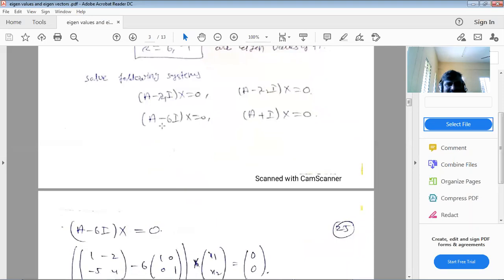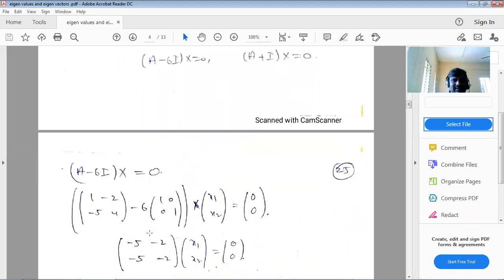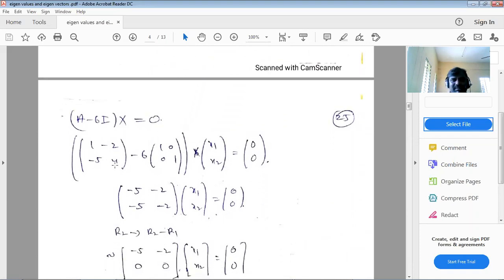Now first I am solving the first one. A minus lambda I into x is equal to 0. What is the A minus lambda I matrix? Already we know it; in that we substitute the lambda value. We get the matrix 1 minus 2, minus 4 minus 5 4 minus 6 into 1 0 0 1. What is x I am taking? How many variables? 2 variables, because the order of the matrix is 2. x1 x2, and the right hand side is also the 0 0 matrix. Simplifying the above step, I get minus 5 minus 2, minus 5 minus 2, x1 x2, 0 0.